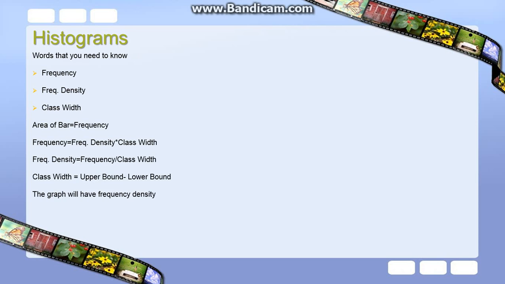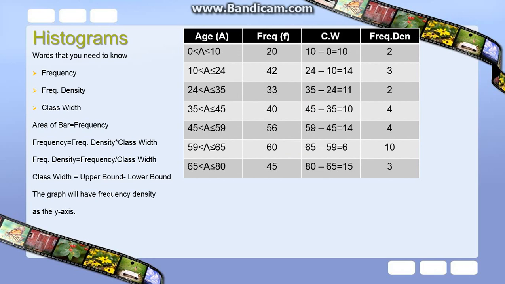The graph that you'll be drawing for this will have frequency density as the y-axis. This is a made-up table that I've drawn. In a GCSE exam, you will get the first 2 columns, okay? You will not get the second 2. If you do get the second 2, it won't be like how I've put, like here 10 minus 0 equals 10, 24 minus 10 equals 14. It'll just say 10, 14. But if you do get the second 2, you won't get this last one. I hardly think you'll get the last one. You get the third one. If you get the third one, there'll be gaps in it, okay?